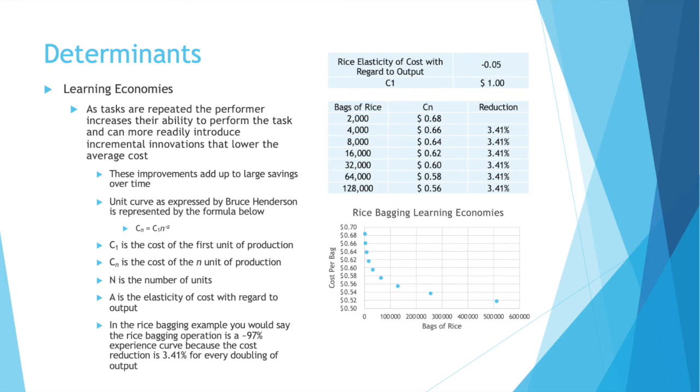In the example, I chose bags of rice, and I just made up the cost elasticity, but you can see as I double the units, the bags of rice, you can see how the cost drops. In this scenario, every time the output doubles, the cost is reduced by about 3.5%. So you would call this a 97% experience curve, which says every time the units double, you can produce for about 3% less in cost.